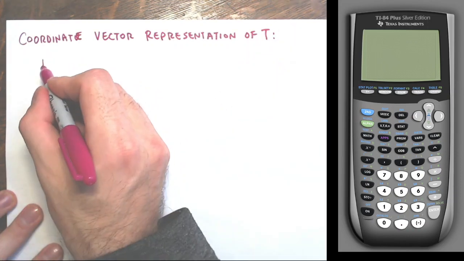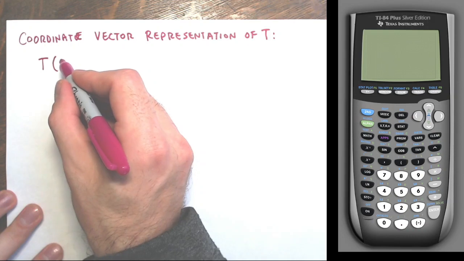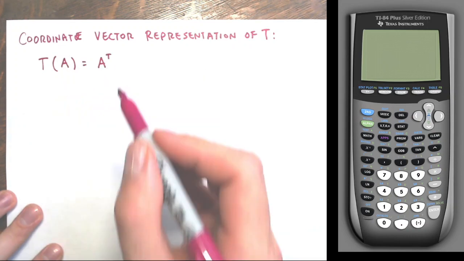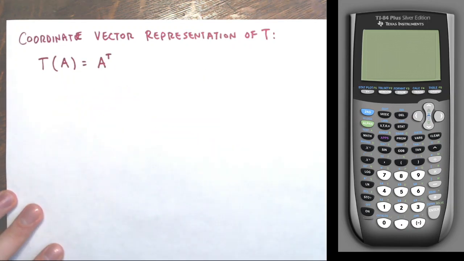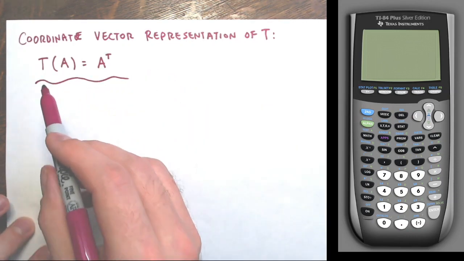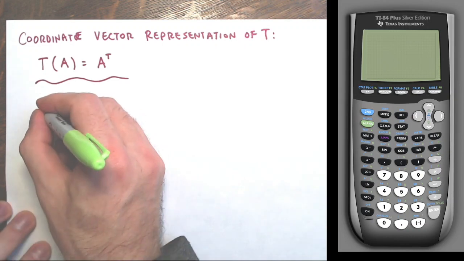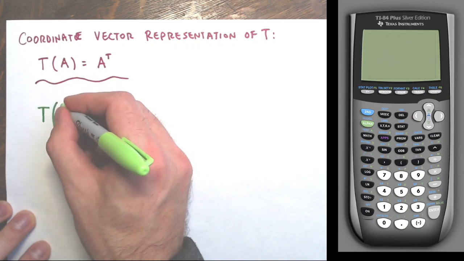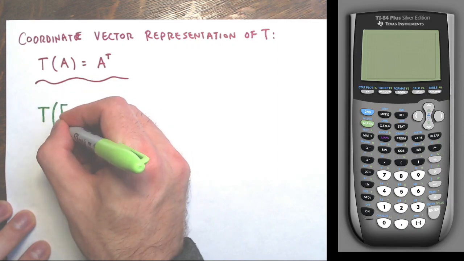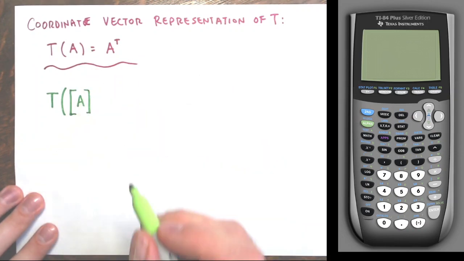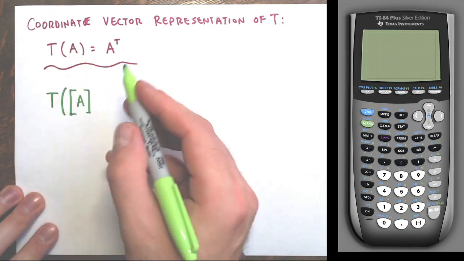So remember, T of some matrix A was equal to A transpose, right? T of A was A transpose normally. So what we're going to change this to is T of the coordinates of matrix A, or vector X, or whatever you want to call the input, A or X.